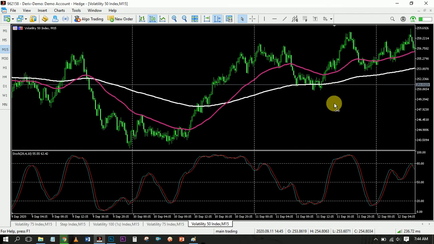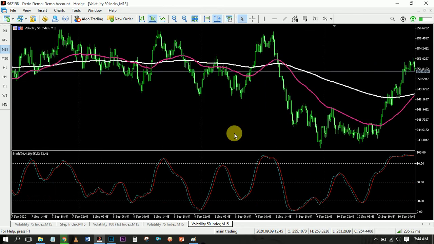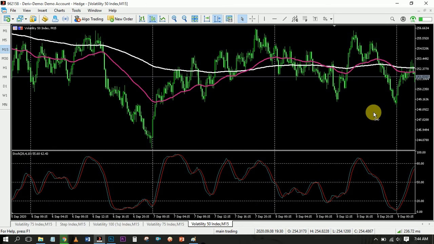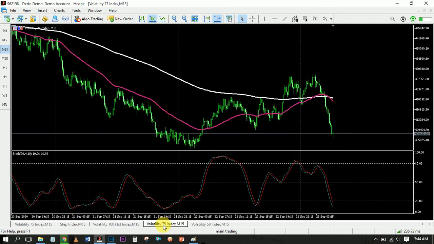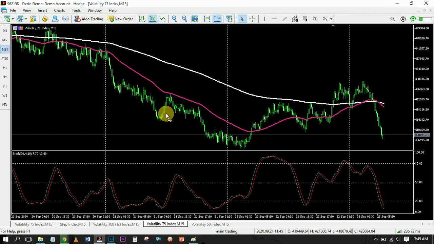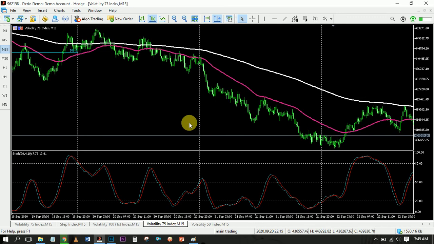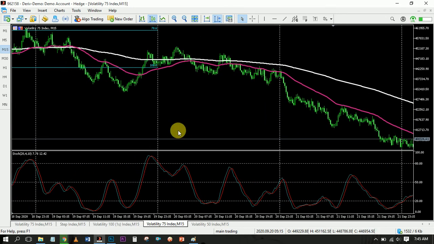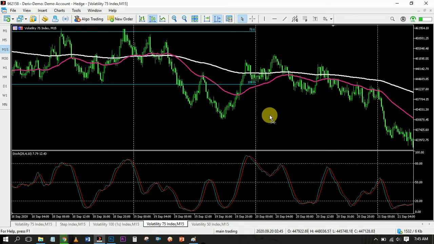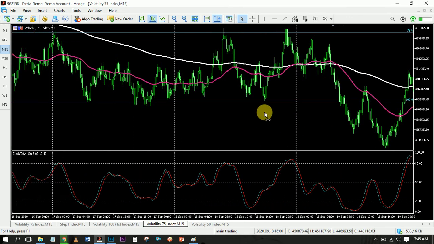So let's look for other scenarios. If we can get any here, let's come to this chart right here and see if we can find any that we could work with. Don't forget that we're working with strictly hidden divergence. We're working with hidden divergence right here.